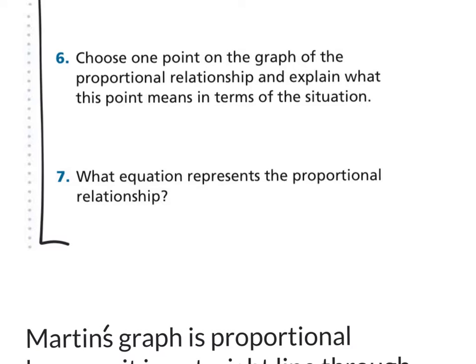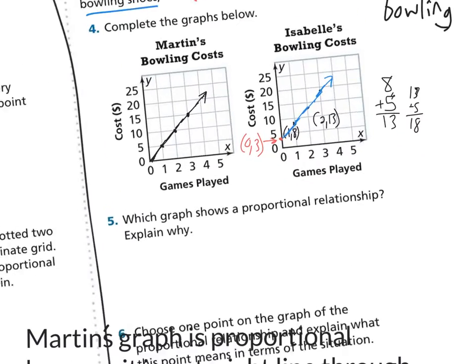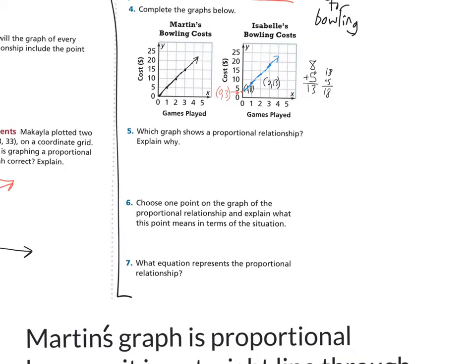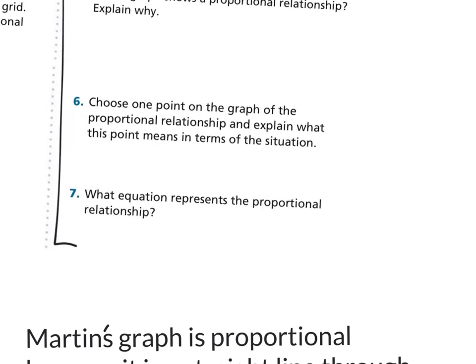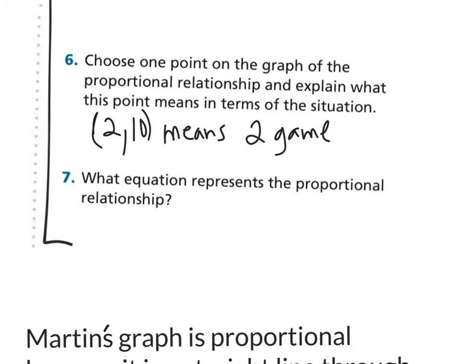Number 6 asks us to choose one point on the graph of the proportional relationship and explain what it means in terms of the situation. So if we go back and look at Martin's graph, we could pick any point on that graph. One option, we could pick the point 2, 10, which means that 2 games cost $10.